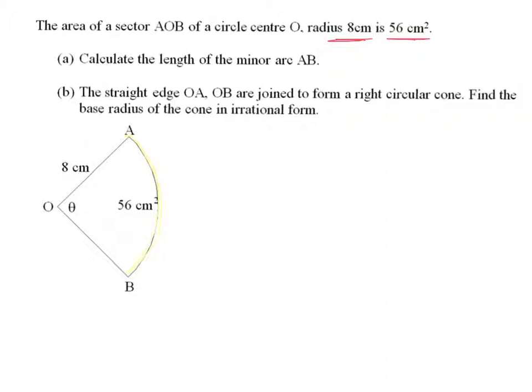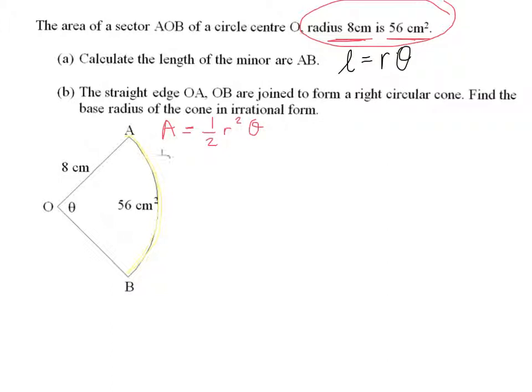Now you may remember from the last lesson, to find the length of an arc, it's L equals r theta, where theta is in radians. Now we have the radius of this sector, but we don't have theta. So we need to use this information here and the area of a sector formula to find what theta is first, and then we can use the arc length formula. So using A equals half r squared theta.